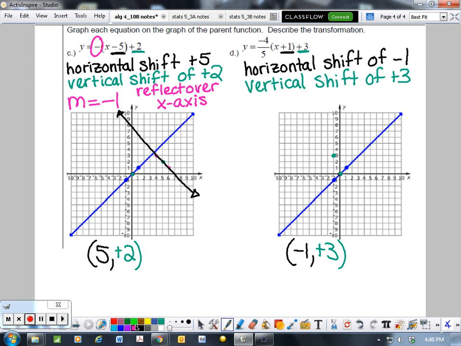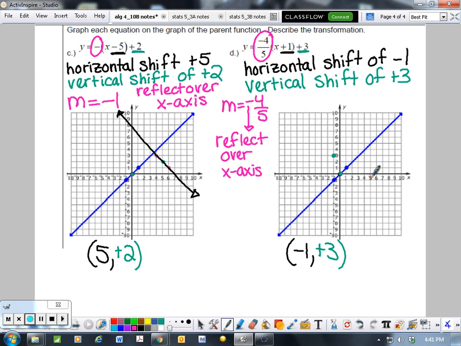Now we're going to go ahead and look at that slope. Our slope is -4/5. Now the negative tells me that I reflect over the x-axis. So this is going to go down. So pretty much this whole line, instead of going up, is coming down this way in this direction. So now that I've shifted, this is going down this way in that direction.